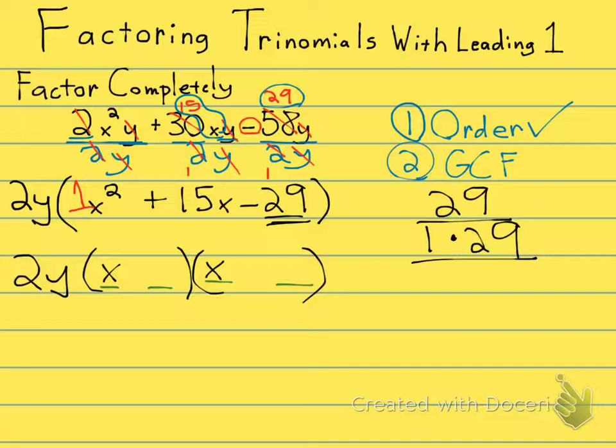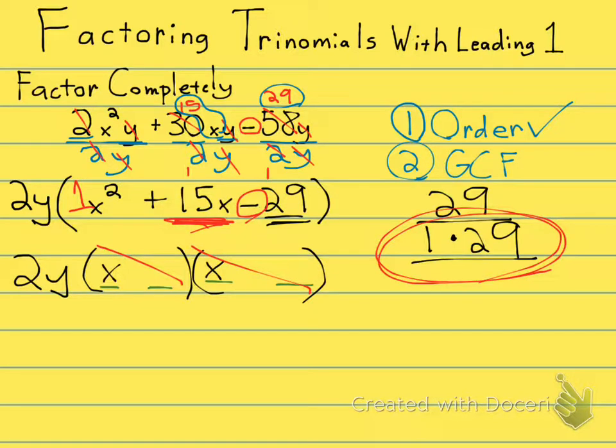So let's see if it works out. What am I doing to 1 and 29? I am subtracting them. Wait a second. If I subtract 1 minus 29, that'll give me negative 28, or 29 minus 1 will give me 28. Is that my middle term here? No. So this cannot be factored into two binomials. So my answer here is just this.